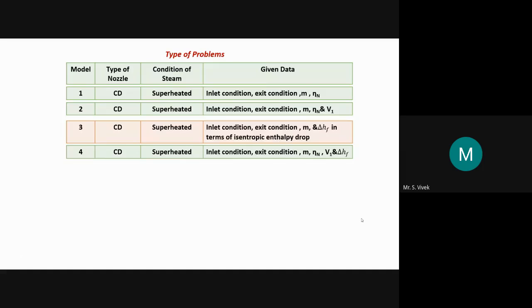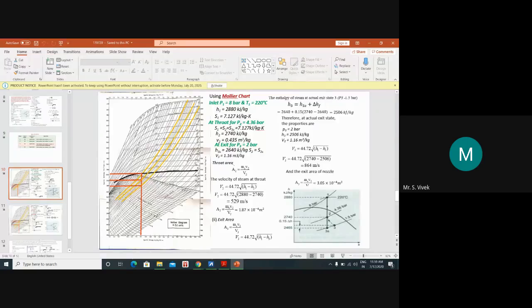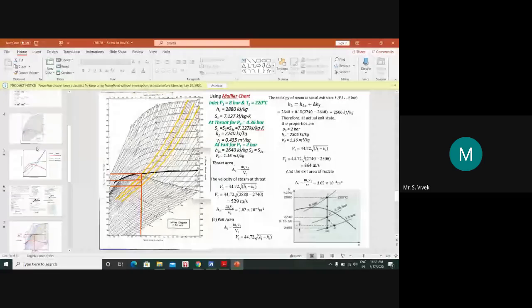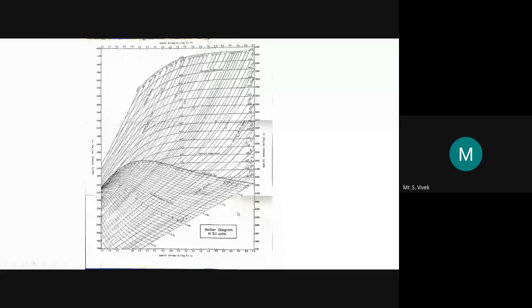I hope that up to these four problems, everybody is clear with the procedure and solving methodology, right? Let me have a recap about this. One of the important things as far as this particular unit is concerned is how we are going to handle the Mollier chart. That is the very important thing.